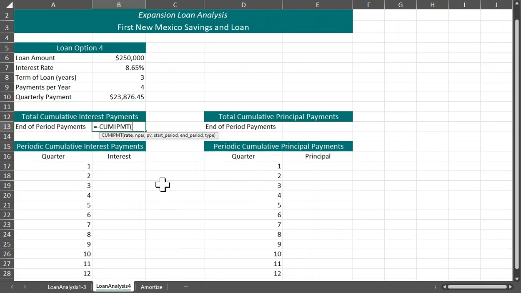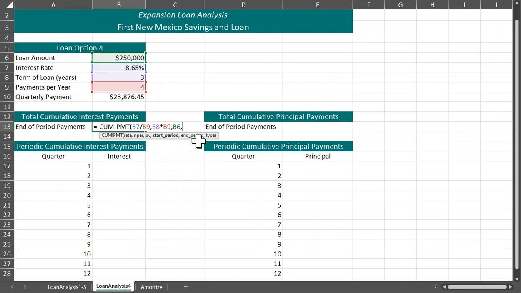Okay, so the rate will be, as we're familiar with, if you haven't caught on by now, it's B7 divided by B9. So this is telling us the periodic interest rate. So it's going to take the 8.65 and divide by the 4, comma. Now we want to know the number of periods. So remember, the NPER is the total number of periods, and that will be B8 times B9, comma. Now the present value is going to be B6. We leave that positive when using these two cumulative functions.